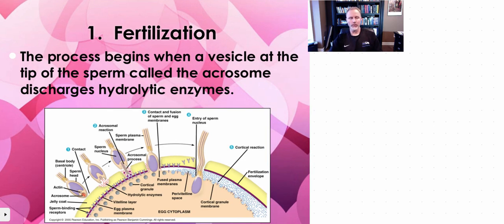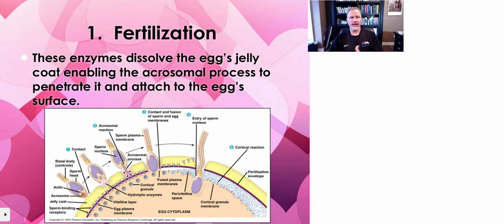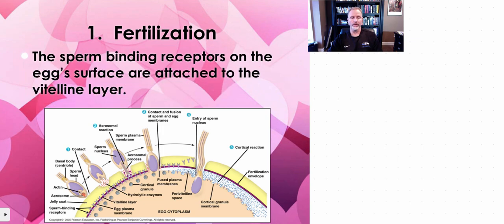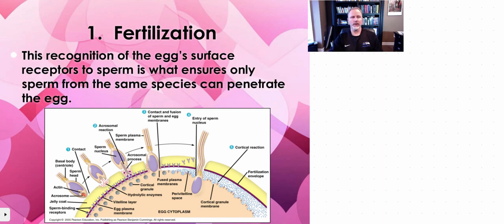Okay, and those hydrolytic enzymes are going to degrade the jelly coat of the egg that we were talking about. And this is what allows the sperm to attach to the surface of the egg. And you can see that all along here, these little gray things are associated with the attachment of the sperm. And this is really how the egg is going to recognize that the sperm belongs to the same species.